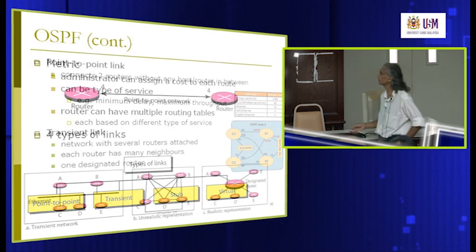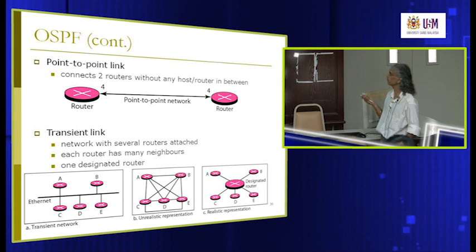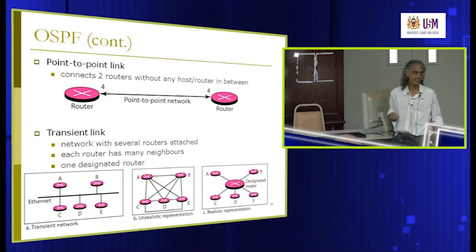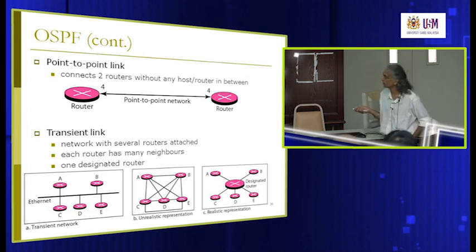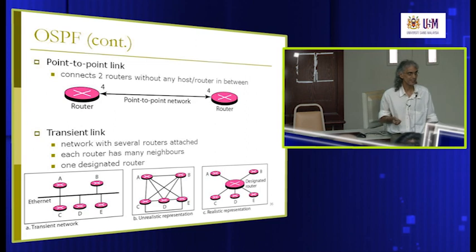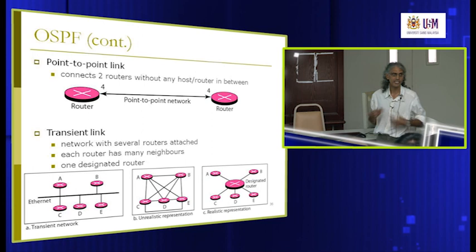Okay, let's take a look at this. A point-to-point link is basically between one router and another. Two routers are connected directly. That's point-to-point. Or multiple routers are connected together in a network. That's a transient link. Just like a bus backbone, or mesh backbone, or star topology, whichever it is, all are called a transient link. Doesn't matter. That means multiple routers are connected together in a topology.